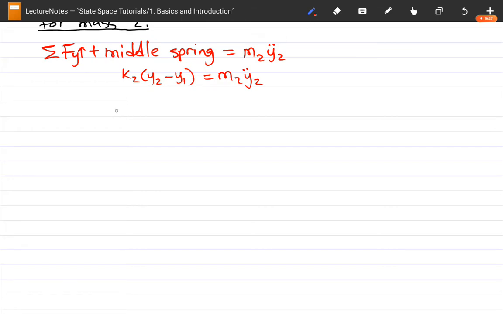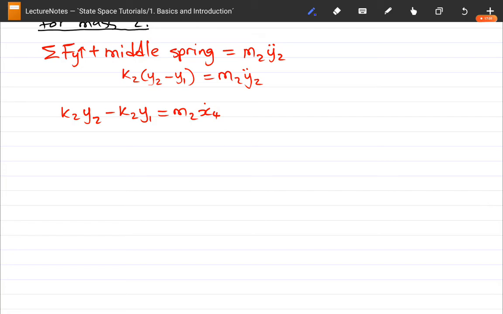And then now all we have to do is replace all the y's with the state variables, and that simplifies to something like this. And I haven't skipped a step. I'm about to, but I haven't skipped yet. K2 y1 is equals to M2, and that's going to be x4 dot. Okay, and then I will skip a step and go to the final.